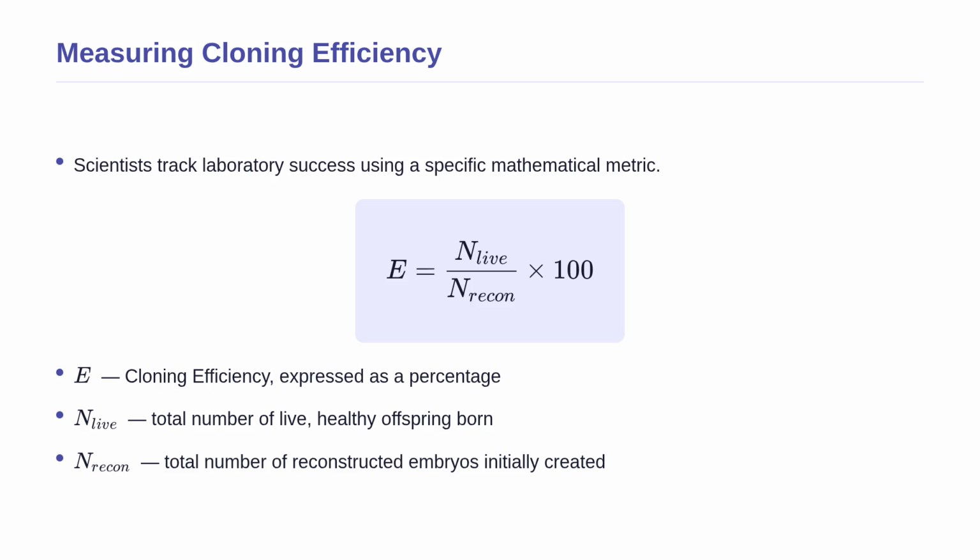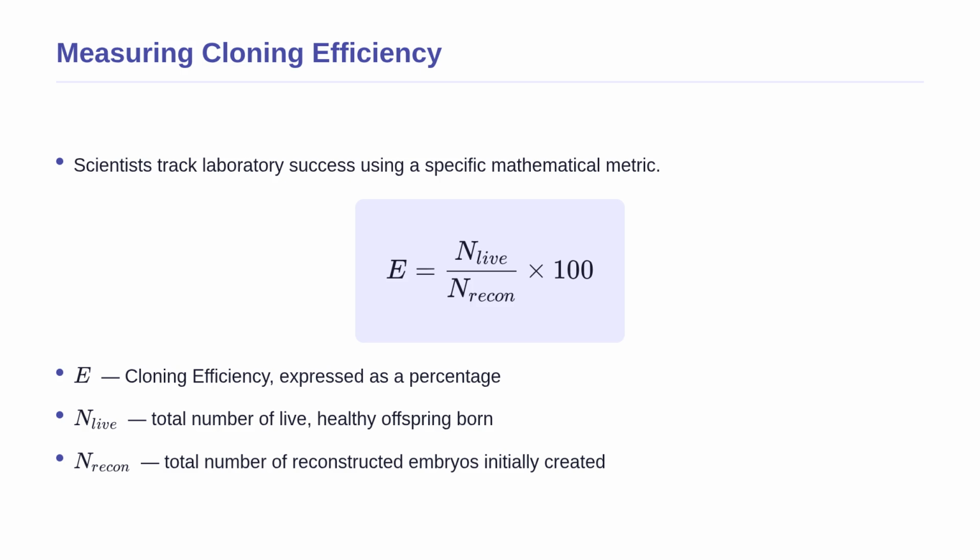E represents the cloning efficiency as a percentage. N live stands for the total number of live, healthy offspring born. N recon represents the total number of reconstructed embryos initially created.